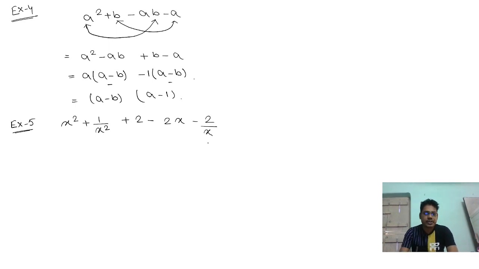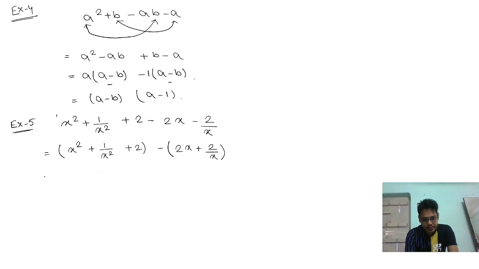Don't get confused, it is very easy. So here you have to group it. Here these three you need to make it group. So x square plus 1 by x square plus 2, and then minus take common, so it will be 2x plus 2 by x. Okay, now what is x square plus 1 by x square plus 2?